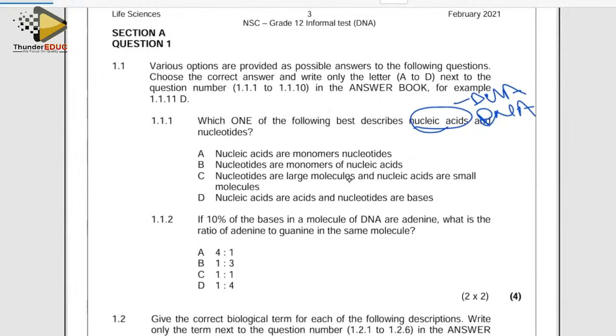Which one of the following best describes nucleic acids as monomers? What is a monomer? Building blocks. So nucleotides are the monomers of nucleic acids.